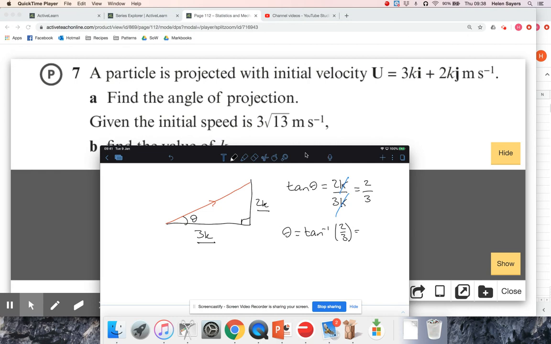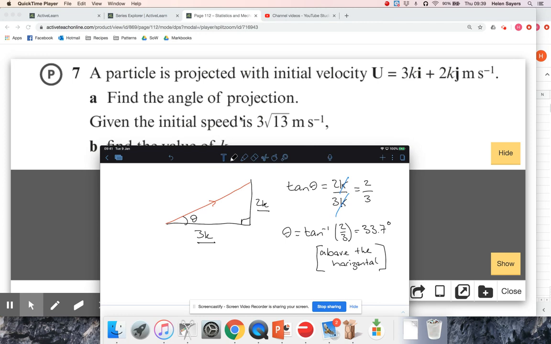So I get theta to be 33.7. And it is clear from my diagram, but I could put above the horizontal. Well, actually, it's above the horizontal if I'm assuming that k is positive, which it doesn't actually say it is. So you could argue that I don't know that it's above the horizontal, but it's definitely a 33.7 degree angle, I hope.